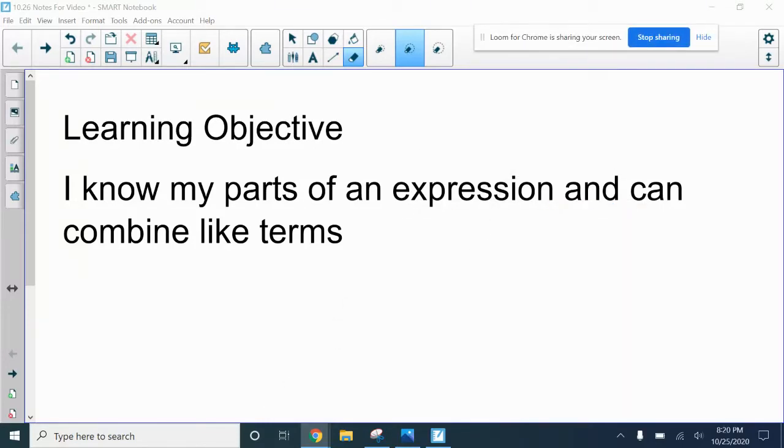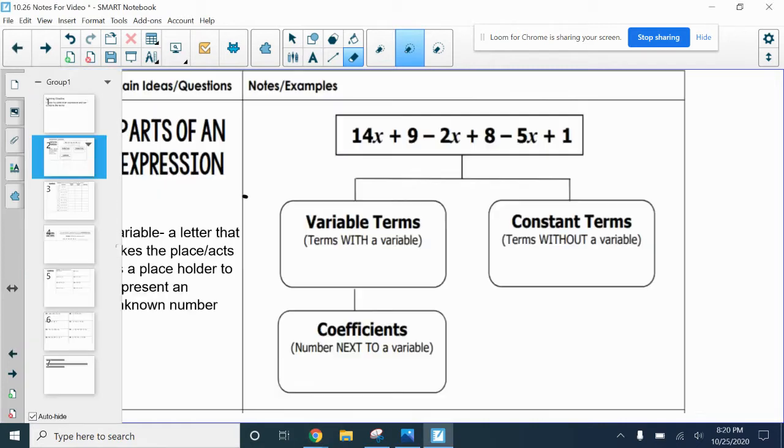All right, so today our objective is that we're going to know our parts of an expression and that we can combine our like terms. This will come in handy, especially when we get to our equations, because these smaller parts are just a small portion of what we will be doing when we get to our equations. All right, so let's get into it.